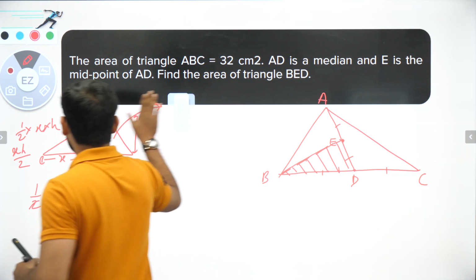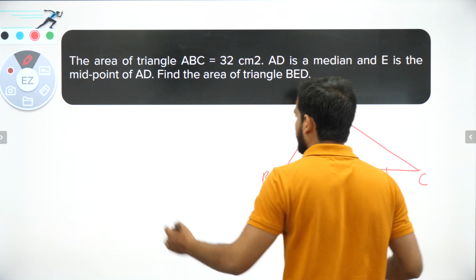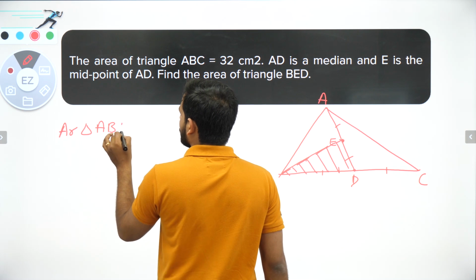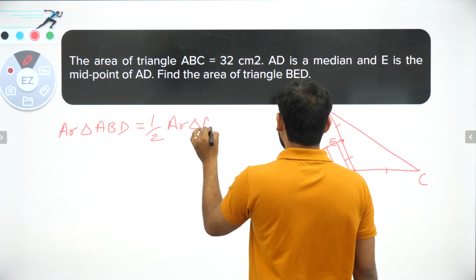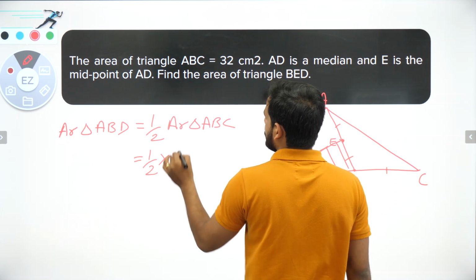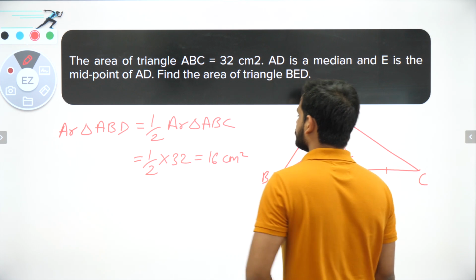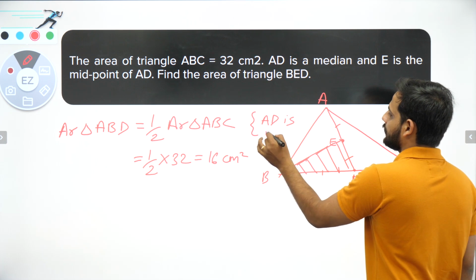So using this theorem, I can say that the area of triangle ABD will be half of the area of triangle ABC, which is half of 32, which is 16 centimeters square. What is the reason here? Because AD is median.